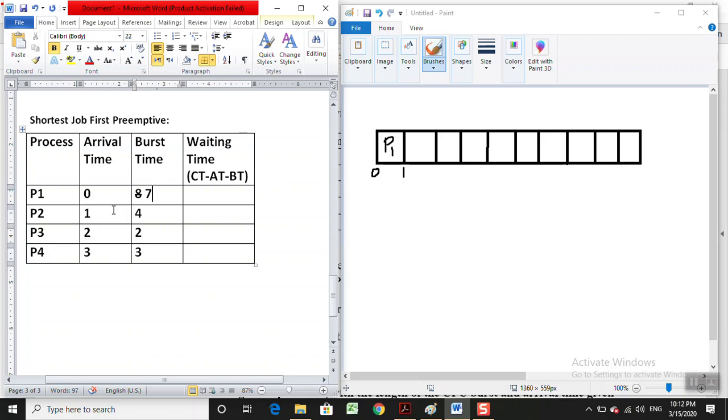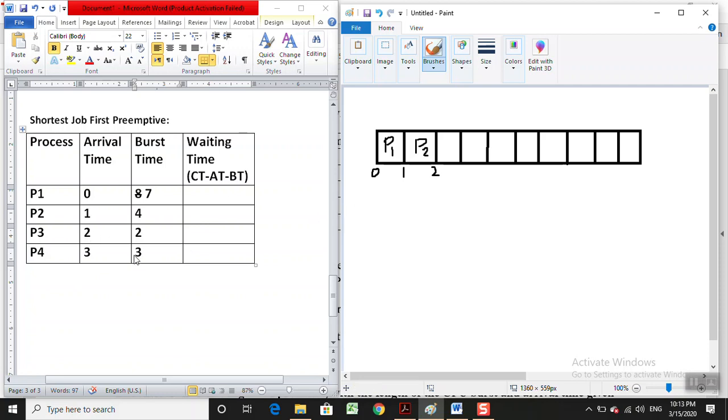Why is it so? Because at arrival time 1, what happened here? P2 has arrived with a shorter burst time. Now if you look at this 4 and 7, which one is having shorter burst time? 4 is the shorter burst time. So P2 has a shorter burst time compared to P1. So that means P1 has to stop its job and P2 will be given the preference here. Okay, so now P2 will be scheduled and it will continue its job until 2, because at 2 another process has arrived.